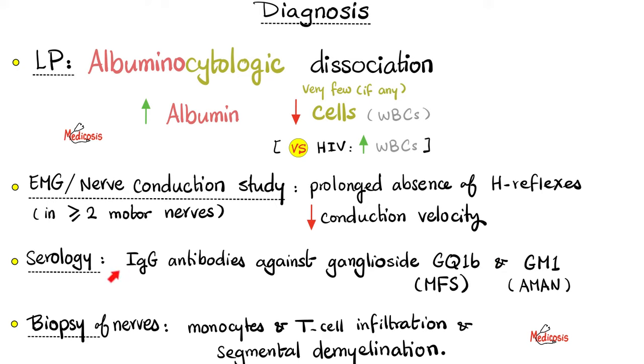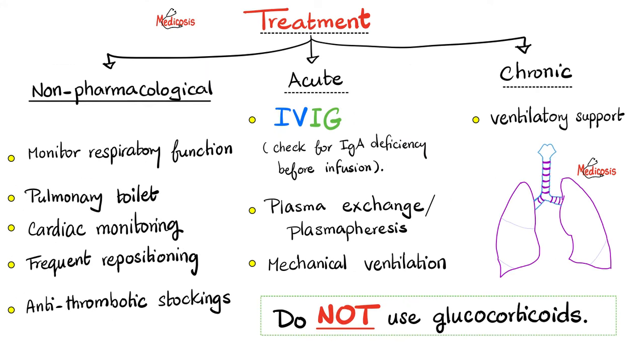If everything fails to confirm the diagnosis, you can biopsy the nerve. You will find segmental demyelination in that peripheral nerve, of course, because the Schwann cell is being attacked by T cells and by monocytes/macrophages. So you'll see demyelination and infiltration in these nerves, which proves that this is acute inflammatory immune-mediated demyelinating polyradiculoneuropathy. How can we manage Guillain-Barré syndrome? Non-pharmacological therapy includes to monitor respiratory functions because respiratory insufficiency is common and deadly.